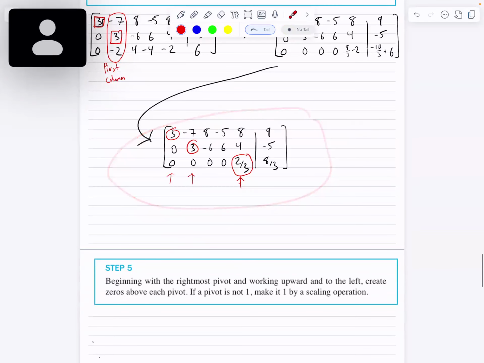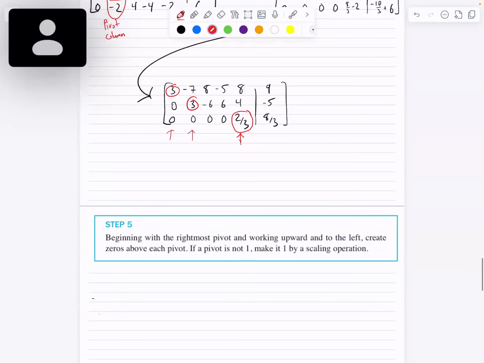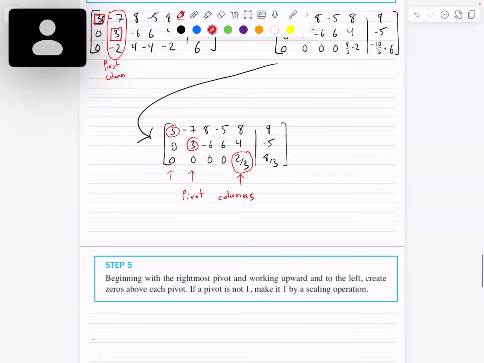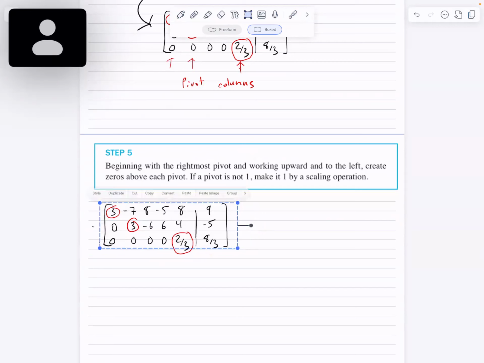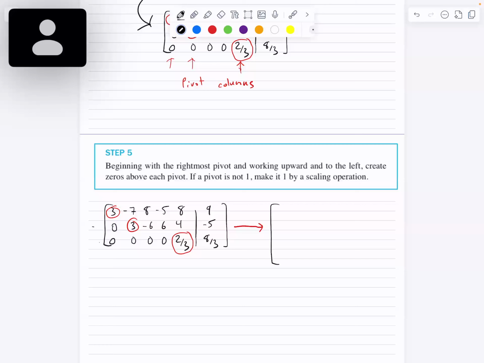But now what we can do is make all these 1s and then get rid of the rest to simplify it down. So these are pivot columns. The final step would be to get this into reduced row echelon form. And to get into reduced row echelon form, we need to rescale all of them. So I'm going to rescale by dividing all the rows by 3s. And I guess I will rescale this by multiplying it by 3 halves.